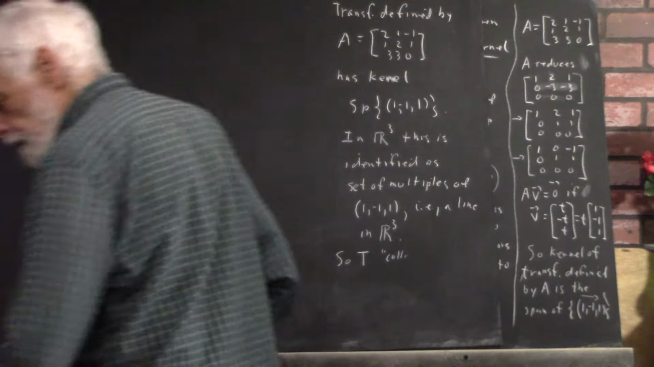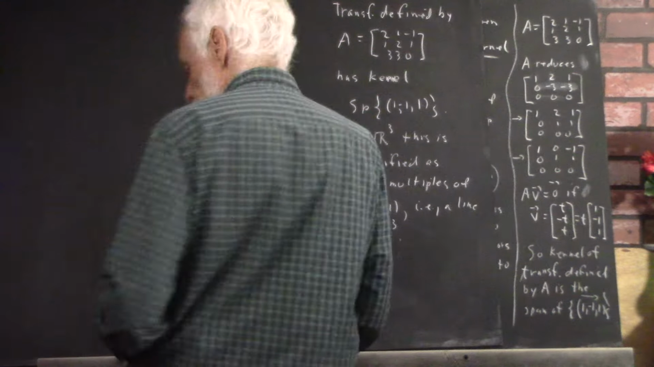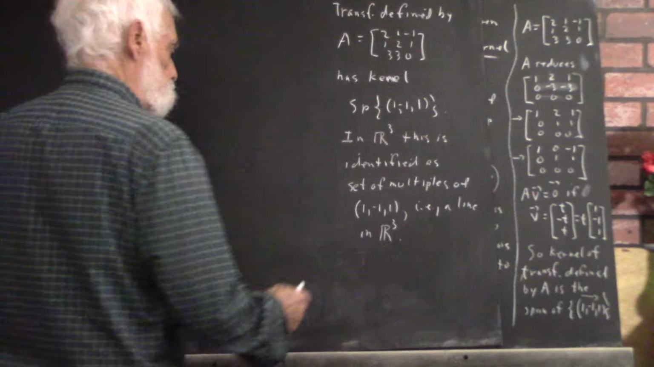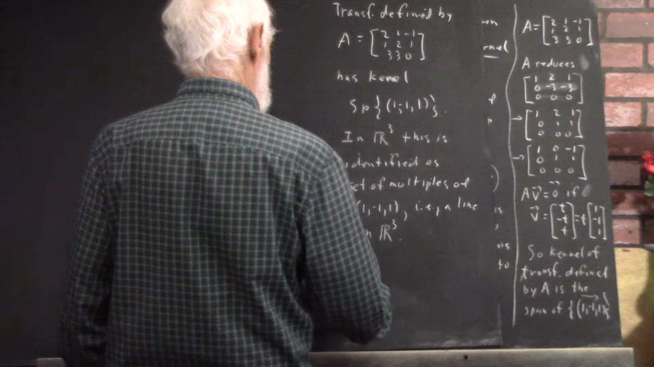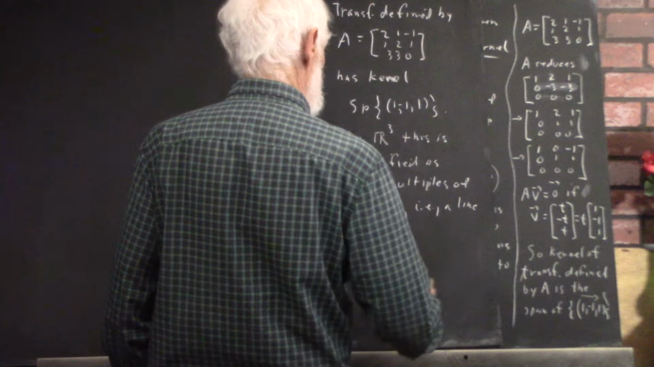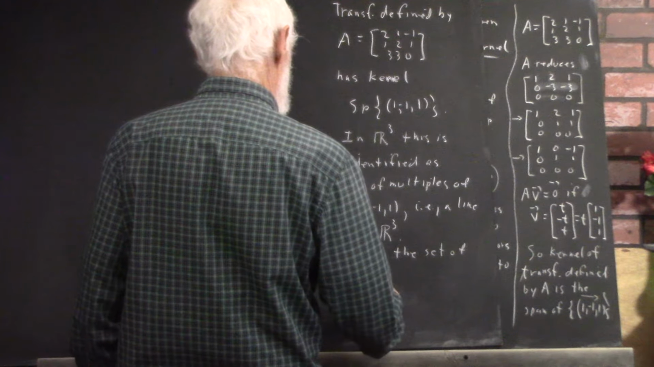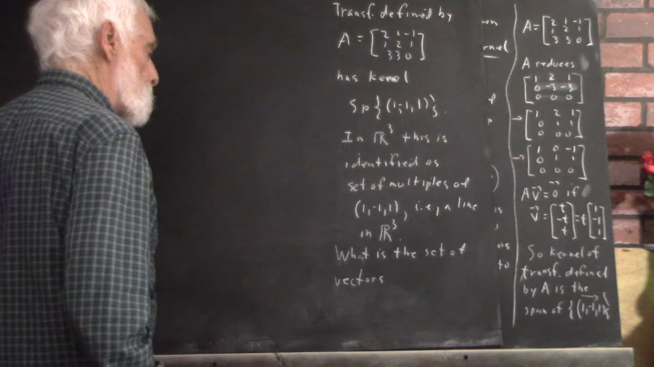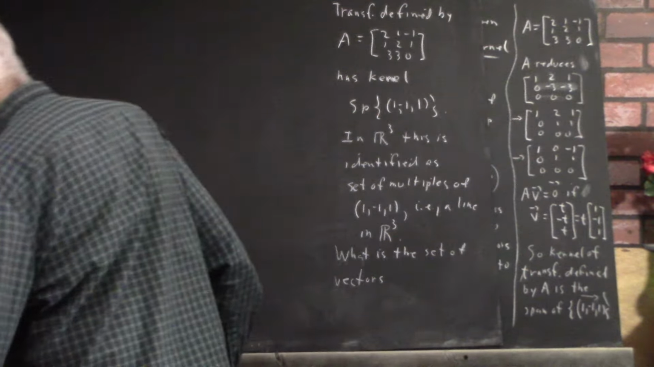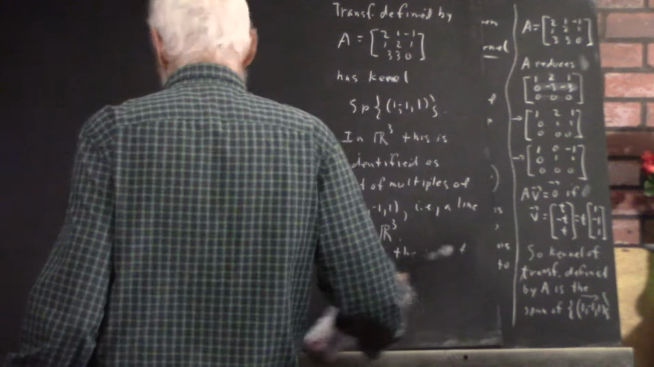Well, actually, I haven't gotten to that yet. I'm trying to get ahead of myself. I was going to say T collapses the space. What's a set of vectors? It's too many words. I didn't want to use the term, but it's a term everybody should understand.